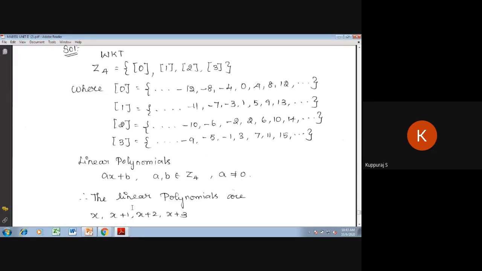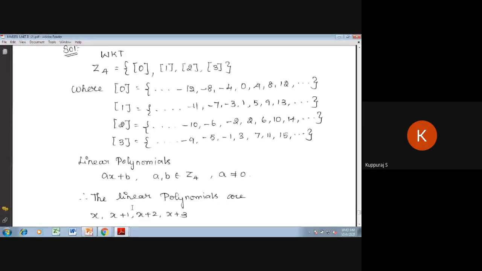Now taking a equal to 1 and b equal to 0, you get x. Then putting a equal to 1, b equal to 1, you get the linear polynomial x plus 1. Putting a equal to 1, b equal to 2, you get x plus 2. Now putting a equal to 1, b equal to 3, you get x plus 3.